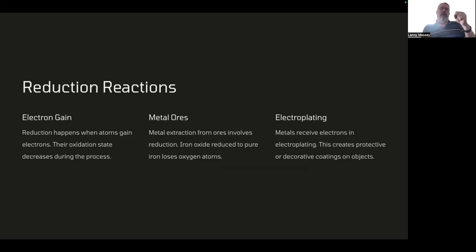So if my left hand is an atom that loses an electron, does it become positively charged or negatively charged? Positive? Yeah, because it lost an electron. Now it has more protons than electrons. Does that make sense? Yeah.